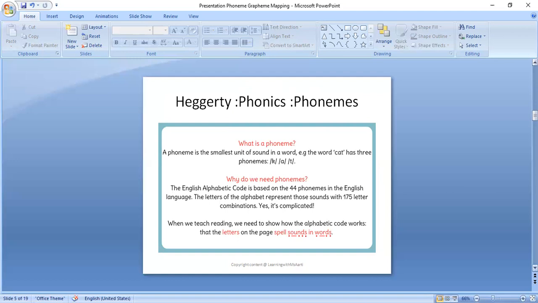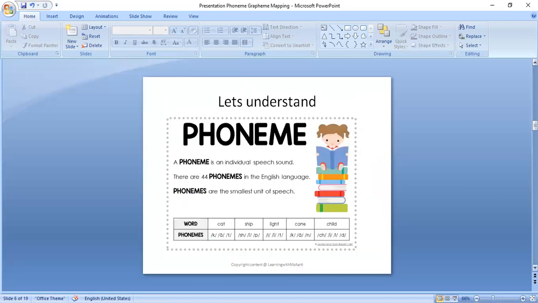When we teach reading to children, we need to show how these alphabetic codes work, that the letter on the page spells sounds in words. Now I am making it more simplified with the help of this slide. What is phoneme? It is actually individual speech sound. In total, in English, in foundation years, 44 phonemes are there.